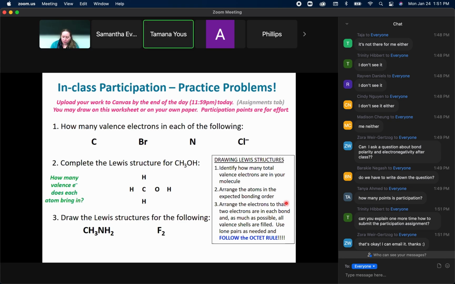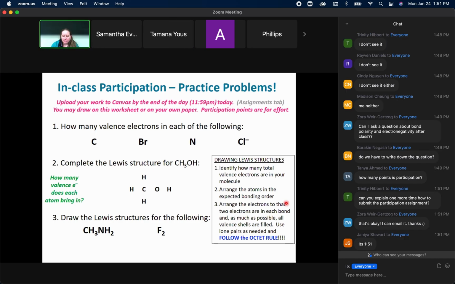Someone asked in the chat, did you want us to write the whole question out, or is it okay if we just write 1, 2, 3 and then answer it? It's totally fine to just write 1, 2, 3, and then answer that. I'm still trying to get into my phone and see if I can get this properly loaded for you.